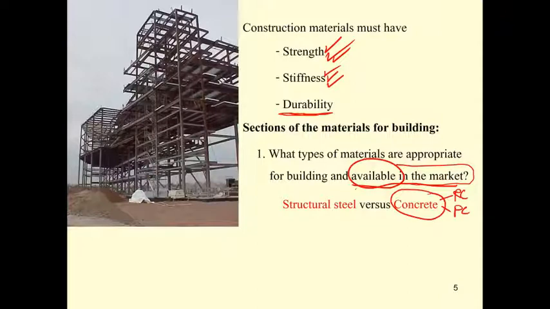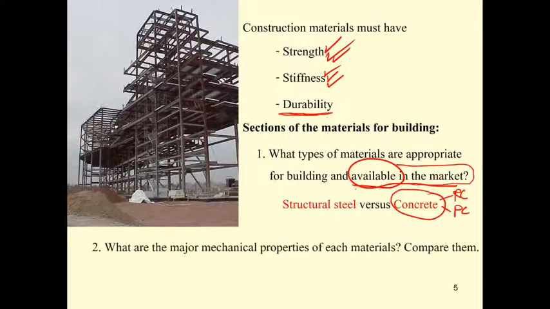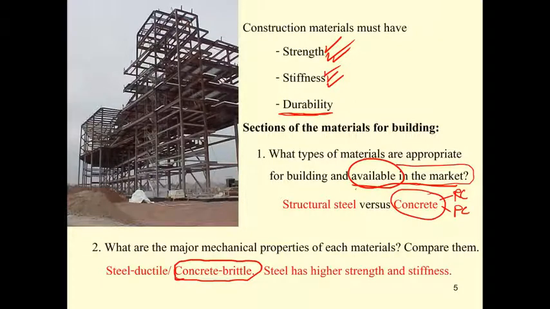And what else do you use for this? The mechanical property. You're supposed to compare them. The steel is a kind of ductile material. The concrete is a kind of brittle material. And then you reinforce the concrete with the steel, so you produce a composite structure that's more ductile. And compared in strength, the steel has higher strength and higher stiffness when compared to the concrete.